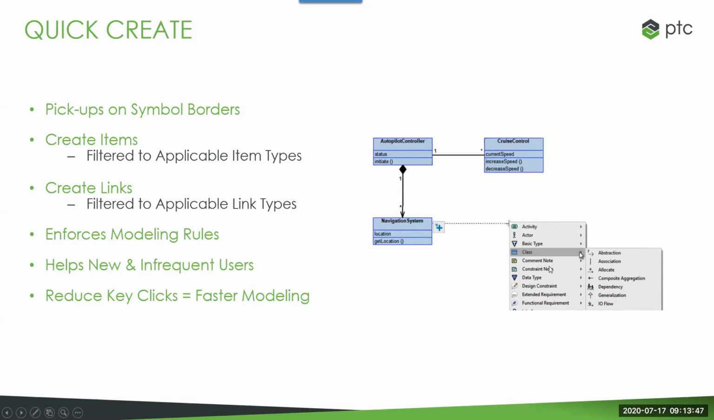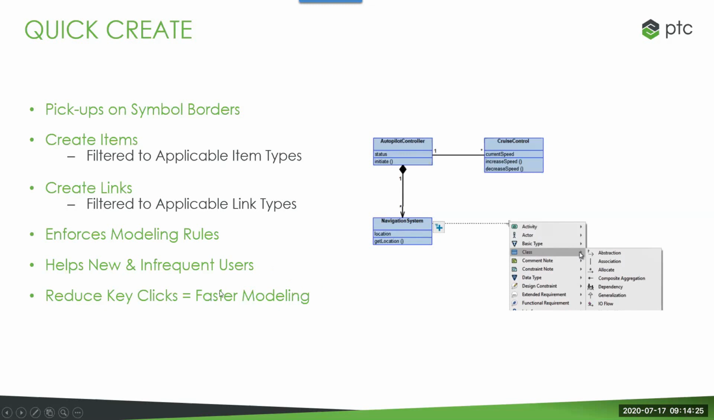So this is a much nicer user experience rather than having to use the toolbar all the time back and forth. It requires less movement of the mouse to construct models. And another big benefit of this is that it constrains the types that you can create, as well as the link types that can be created. So it guides the user more effectively and helps to enforce modeling rules of the standard. And this is a real benefit for new and infrequent users.